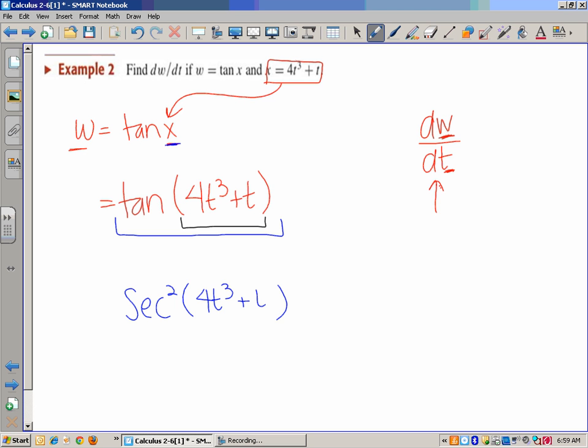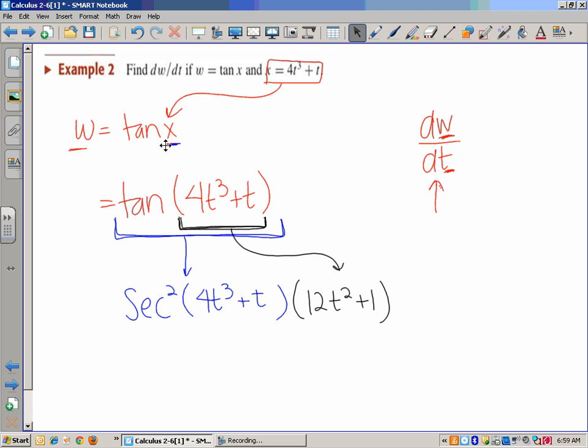Now we have the black piece, the inside. So take the derivative of the inside. So the derivative of the inside is going to be 12t squared plus 1. And then we're done. Okay, so we had two pieces. We had the black piece, and there's its derivative. And then we had the blue piece, the big tangent, and that's the derivative of that piece.